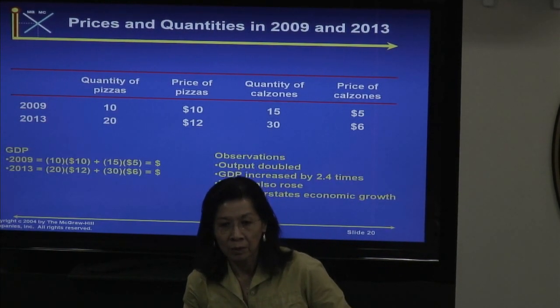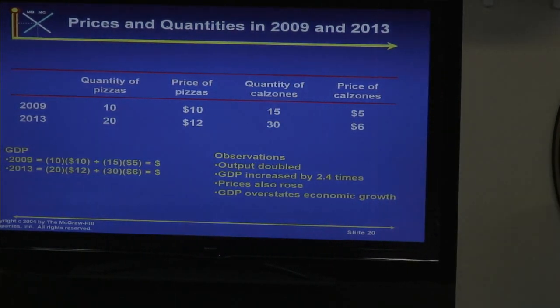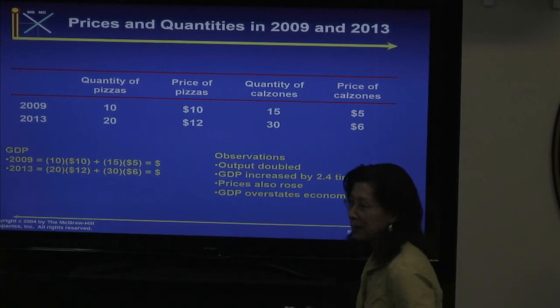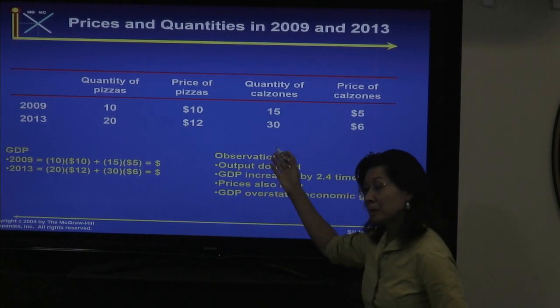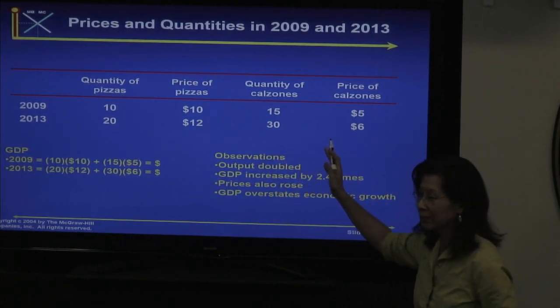Italian food. So we've got pizza, and we also have calzones. I heard some people pronounce it calzone, Italian. I don't know. Any Italian here? But most students like to pronounce it calzone, so I'll just stick with calzone.